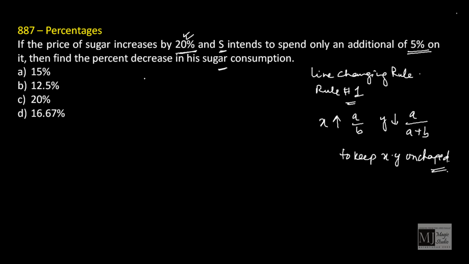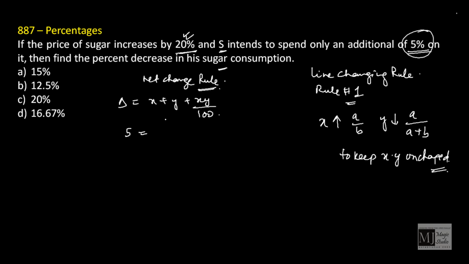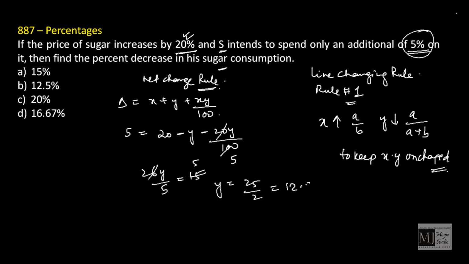Okay, we can use the net change rule here. That says the net change should be x plus y plus xy by 100. Net change that he's intending is 5% max. So it increases by 20. How much should it decrease? It is like 6y by 5 is 15, 3, 2, 3, 5. Y is 25 by 2. That is 12.5%.